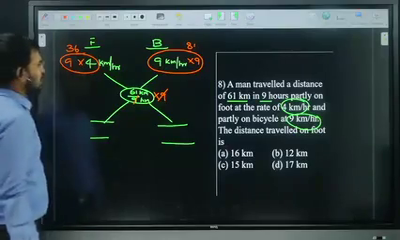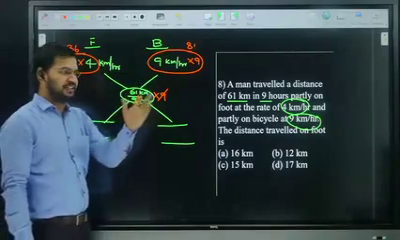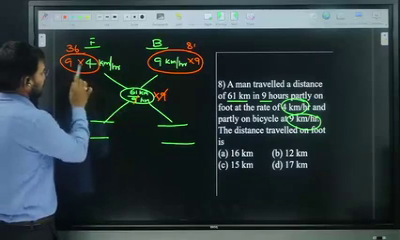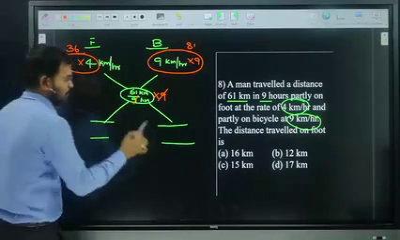Now it is very easy, na. 36, 81, 61. Now it is very easy to subtract. See the difference between 36 and 61. The difference is how much? 25.